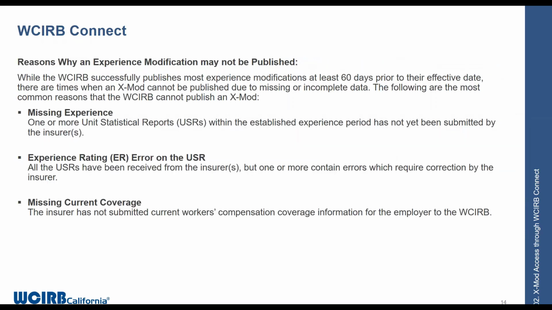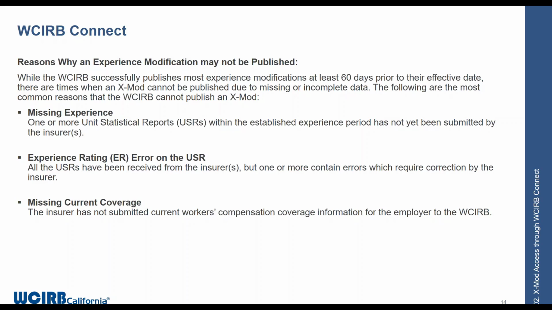and I'll give you a little explanation for what's going on. So most of the time, things that are holding up experience modifications are going to be instances where we're missing experience. So one or more of the unit statistical reports in the experience period have yet to be received. This may be a subsequent report, so this may be a third report level that we're waiting for. It could be the first report level. There could be an experience rating error on the unit statistical report, so we're not able to calculate an experience modification until we resolve these kinds of errors.